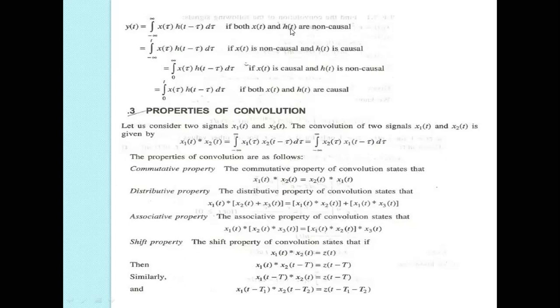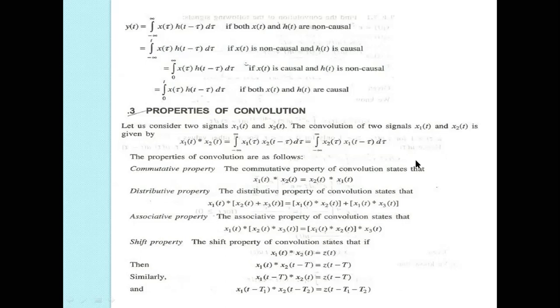If both x of t and h of t are non-causal, the limits are minus infinity to infinity. When x of t is non-causal and h of t is causal, the limits are minus infinity to t. See, the upper limit being t means h of t is causal. But here the lower limit being 0 means x of t is causal. So x of t non-causal means the lower limit is minus infinity, up to t. Both non-causal means minus infinity to infinity. If only x of t is non-causal and h of t is causal, the limits change to minus infinity to t.